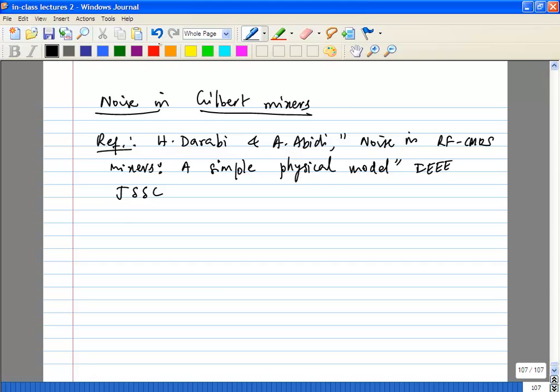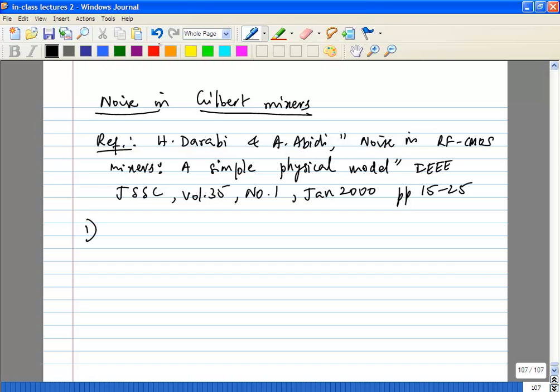So it's in the Journal of Solid State Circuits, volume 35, number 1, Jan 2000, pages 15 to 25. Okay, so this is actually a very good paper. It tries to give a physical basis for the model, for the noise in mixers. What we'll try to do is cover only some portions of the paper. Obviously it's a somewhat advanced level paper, so we can't cover everything, but we'll try to cover the basics. Okay, we'll see what all we can cover in one class.